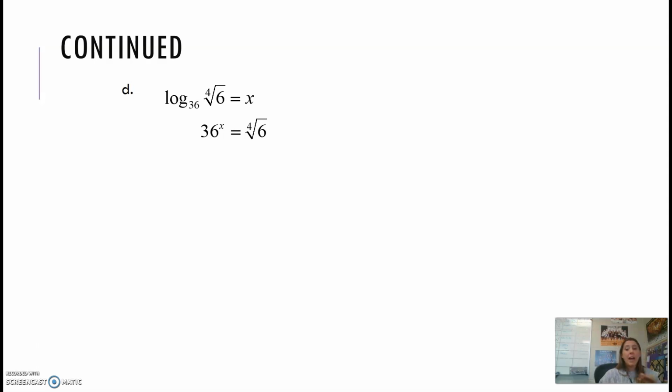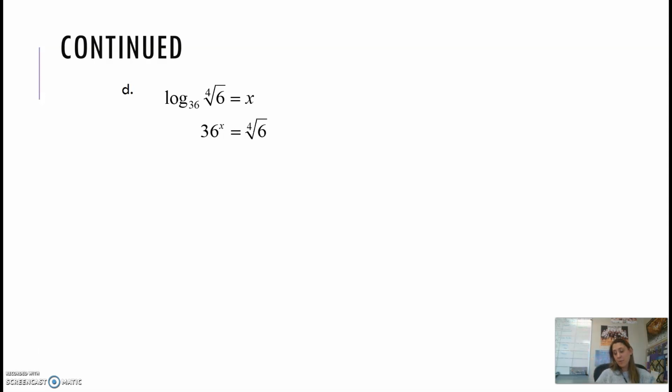So I think what I would do is convert this. I would convert the 4th root of 6 into 6 to the 1/4, so that I have an exponential equal to an exponential, right? So I don't have two different forms. But then I also can't do anything with that. So what I'm going to do is make 36.